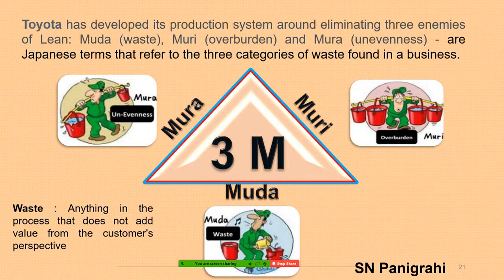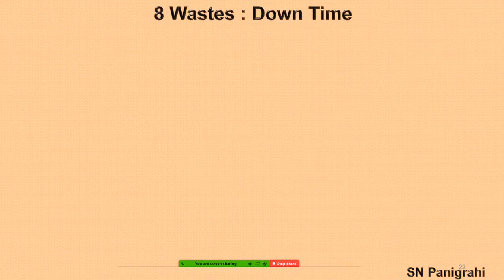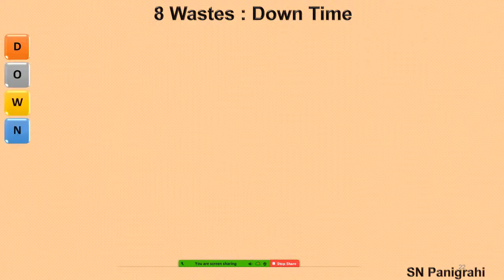So these are basically, as per the Toyota concept, the 3M. And now we'll talk about what the pure wastes are. As per Muda, what are the wastes? As I told you, there were originally 7 wastes, but later one more waste was added. So now it comes as 8 wastes. The 8 wastes are defined as DOWNTIME, which is the abbreviation we have created. So these are the DOWNTIME.